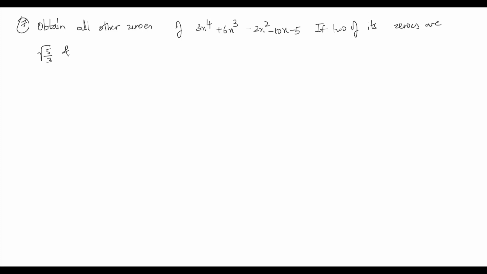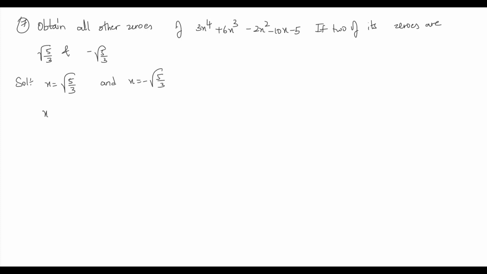Seventh problem is to obtain all other zeros of the polynomial 3x^4 + 6x^3 - 2x^2 - 10x - 5, if two of its zeros are root 5 by 3 and minus root 5 by 3. Solution. Given x = root 5 by 3 and x = minus root 5 by 3.